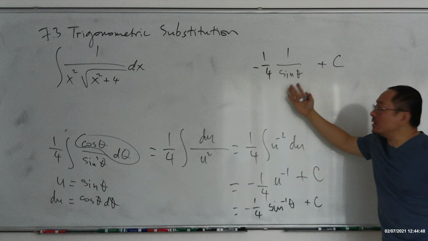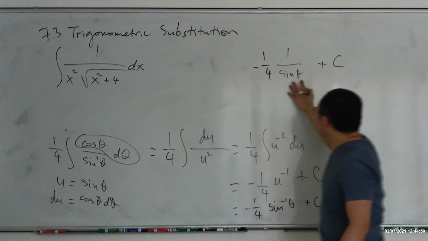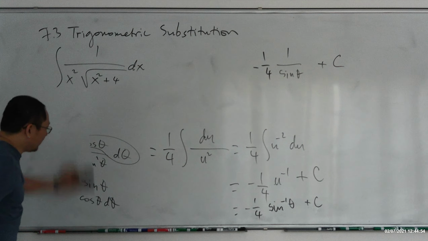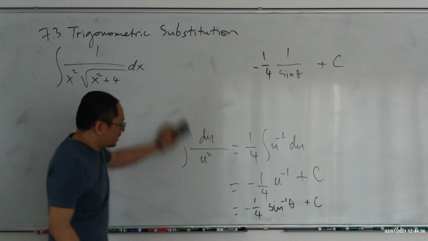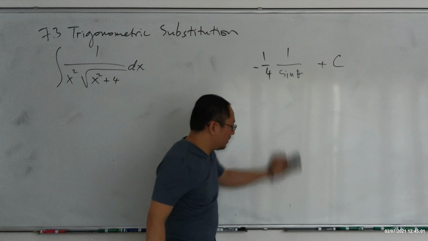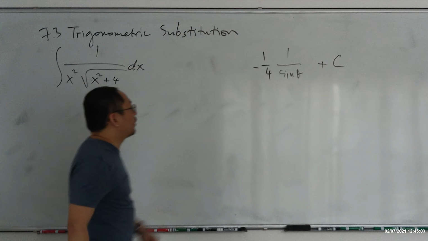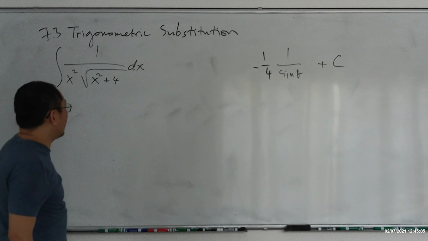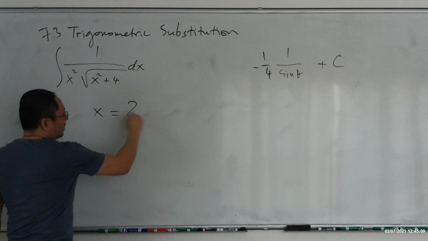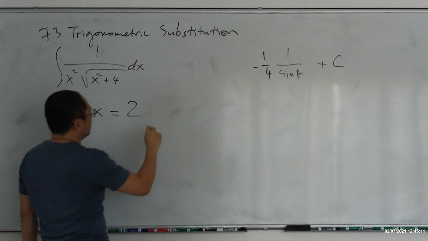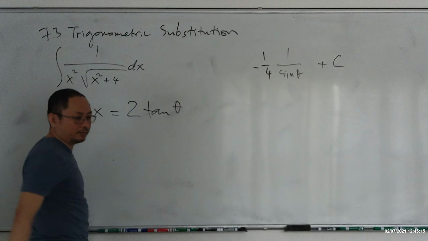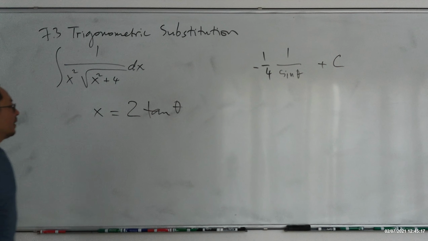But this is still not the answer yet, because everything has to be in terms of x. Now you have something in terms of theta. Here comes a very, very important step that you guys should have learned already in trigonometry class. But if not, I'll bring it back to you right here. Recall the very first step, we let x equal to, what's that? 2 tangent theta, right? Yes, this is the very first step that we did.